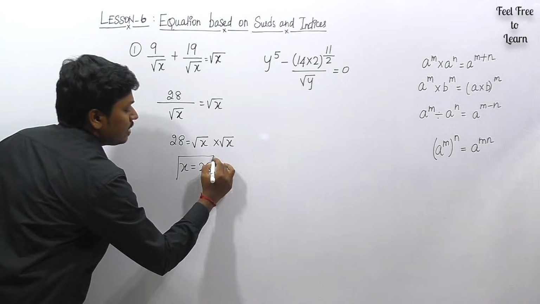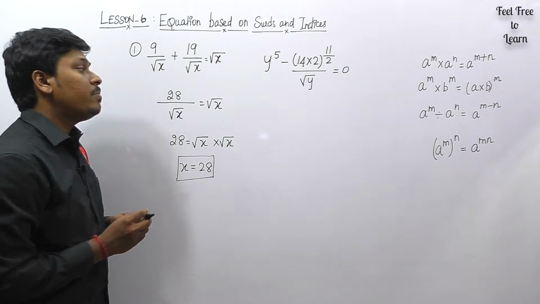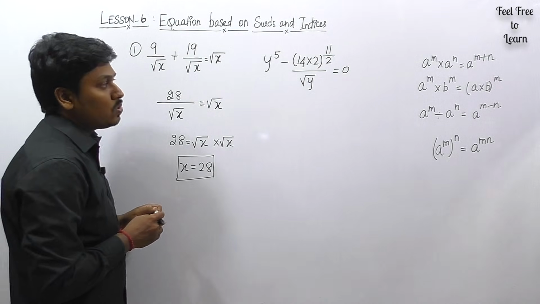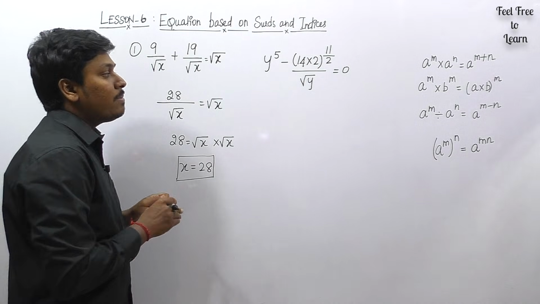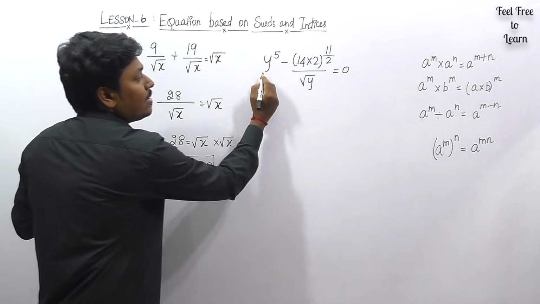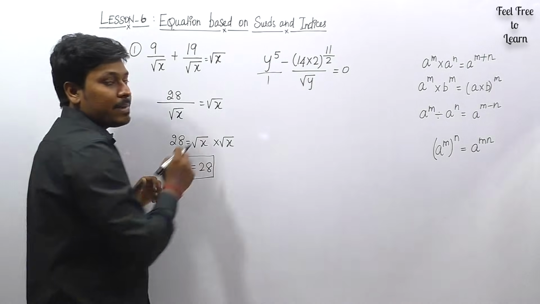So friends, finally we got the value of x, that is equal to 28. So let me move on to the y expression. y power 5 minus 14 into 2 power 11 by 2 divided by root of y is equal to 0. So friends, first of all, here it is assumed that the denominator is 1, right? So we need to take LCM as root y.